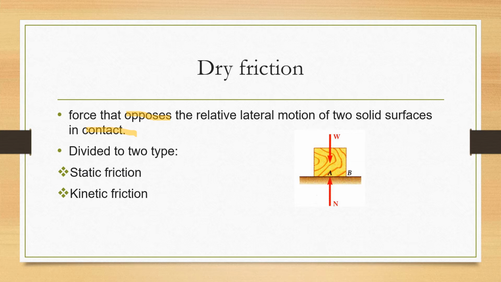From this picture, we see a block was put on the surface and the forces acting on the block are W and also N, the normal force. When you apply a force here, there will also be a force against the force we applied. So the force against is the friction force.